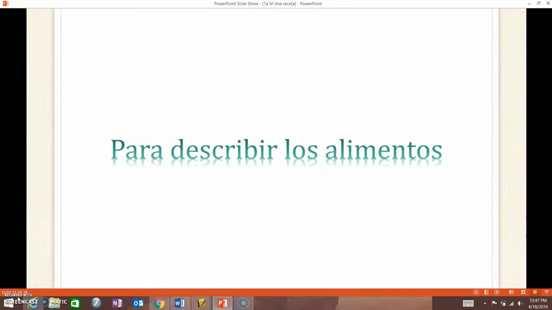Para describir los alimentos. Alimentos is another word for la comida, so to describe the food. And you're going to use ser with these if it is a description of the food in general, and estar if it is a description of the food, how it tastes at a particular moment.